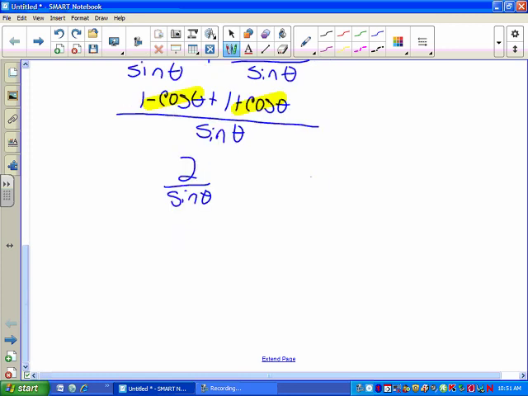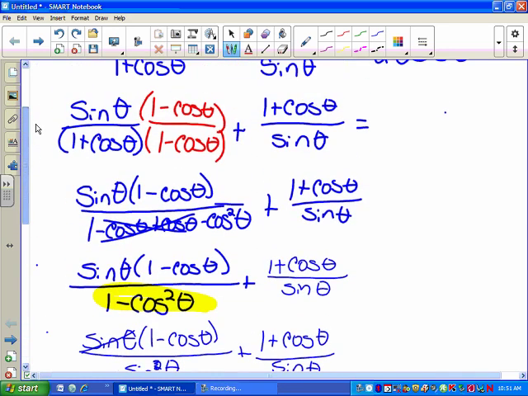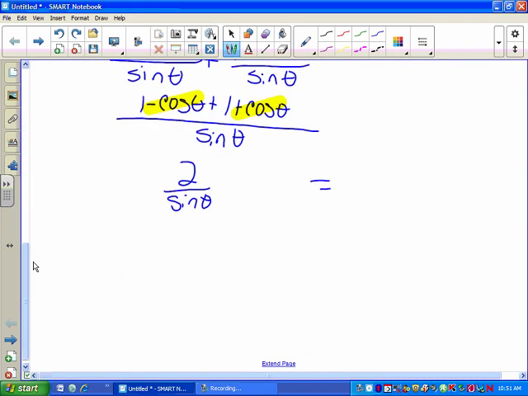Now, remember, I'm looking for this to equal, let's go back up to the top. What were we looking for it to equal? 2 cosecant theta. I'm looking for this to be 2 cosecant theta. Well, how am I supposed to get 2 over sine theta to equal 2 cosecant theta? Well, rewrite it like this. Do you agree that this is the same? That's equivalent to 2 over sine theta is 2 times 1 over sine theta.